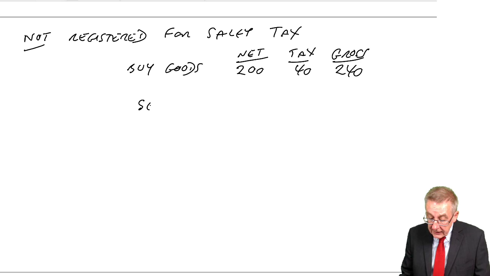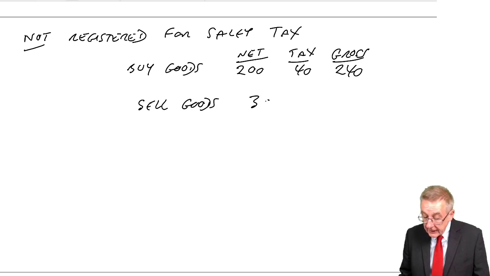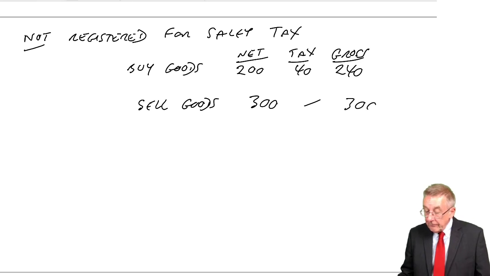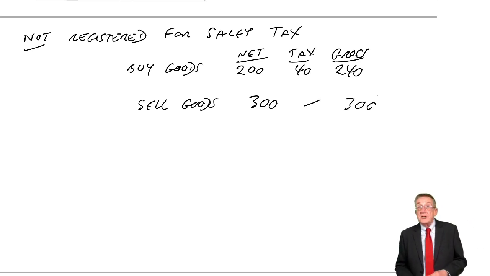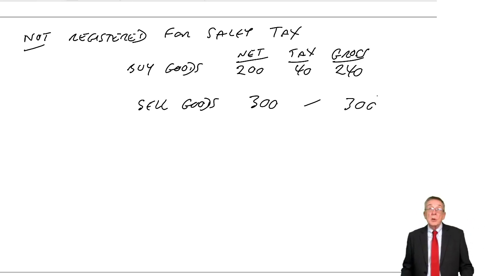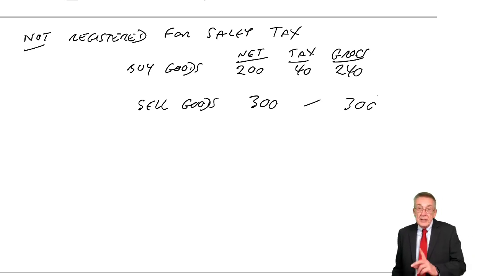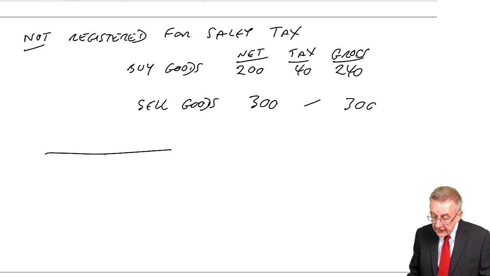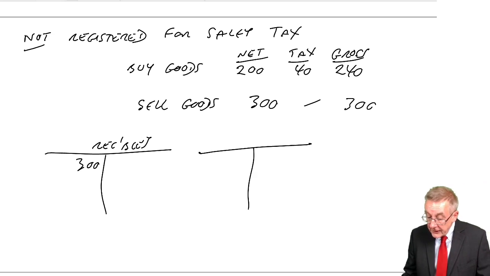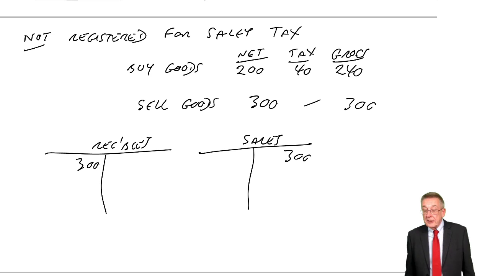However, suppose we sell goods for 300, and there is no tax because we're not registered. If you're not registered, you don't have to add on the tax. Well, fine. When you sell the goods, if it's a sale on credit, debit receivables, 300. Credit sales, 300. There's no tax involved. They owe us 300. We can take full credit.